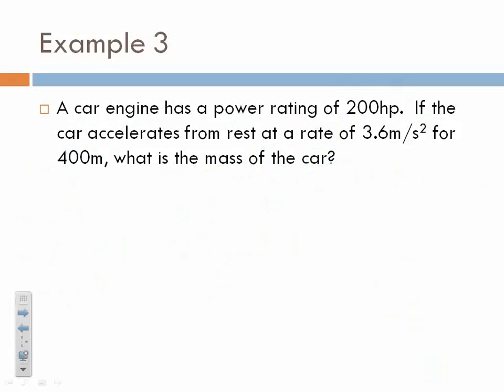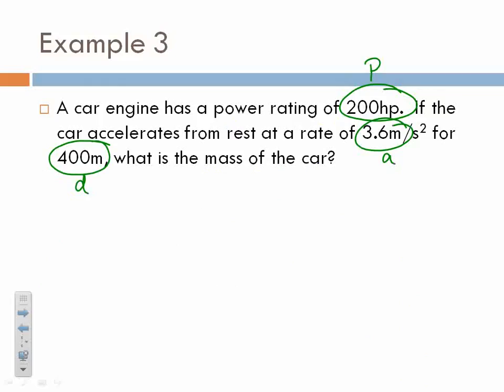Our final example here is that we have a car engine that has a power rating of 200 horsepower. If the car accelerates from rest at a rate of 3.6 meters per second squared for 400 meters, what is the mass of the car? This is similar to the last one. It's actually a little bit easier, but we're going to start here. We have 200 horsepower as our power rating, an acceleration of 3.6 meters per second squared, and a distance of 400 meters.